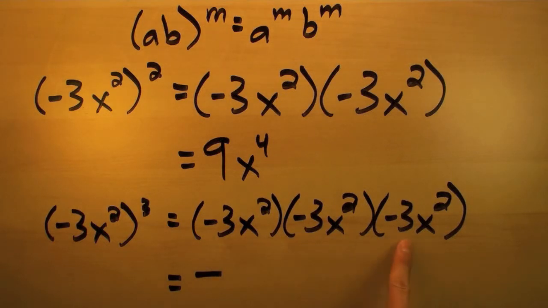And 3 times 3 times 3 is going to be 27. And x squared, cubed, x squared times x squared times x squared, is going to be x to the 6th.